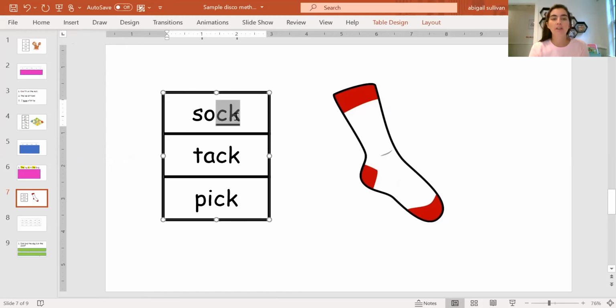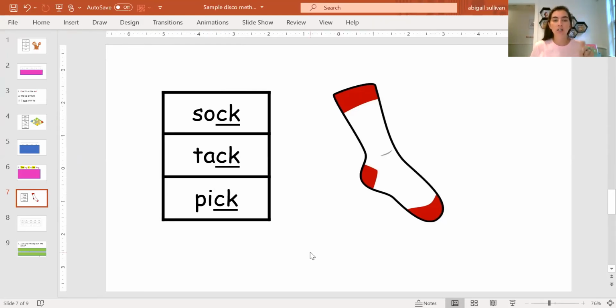Now, when we mark things like this, we're going to underline it with one line because the C and the K are not making two sounds. We're not saying sock. No, we're just making that one sound. So if we underline it with one line, that helps our brain remember that, oh yeah, one sound. Three sounds, but how many letters do you see? That's right, 4.